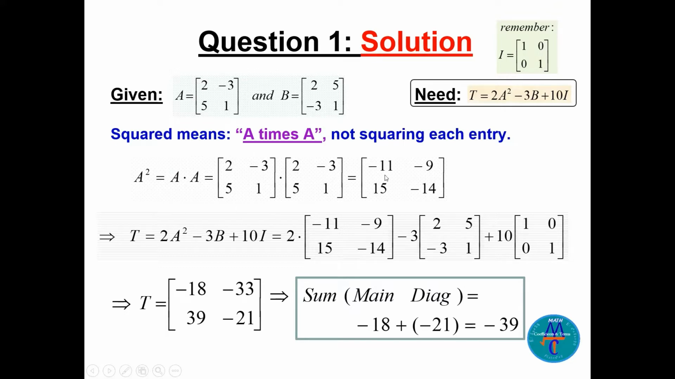Now, 2A squared: this is A squared multiplied by the scalar, 2 times every entry inside, minus 3 times the B here, plus 10 times the I. So T becomes, if you simplify all this, minus 18, check the numbers please, minus 33, 39, minus 21. The question says, find the sum of the entries on the main diagonal: minus 18, minus 21, the answer is minus 39.